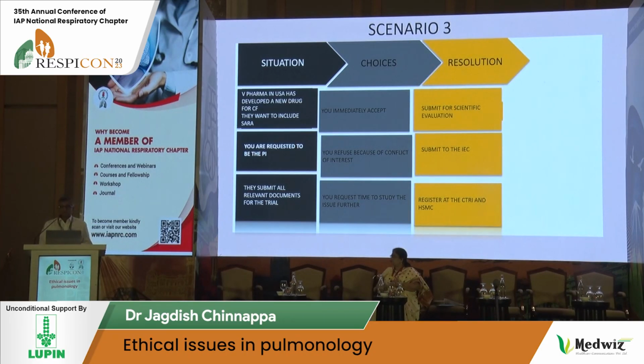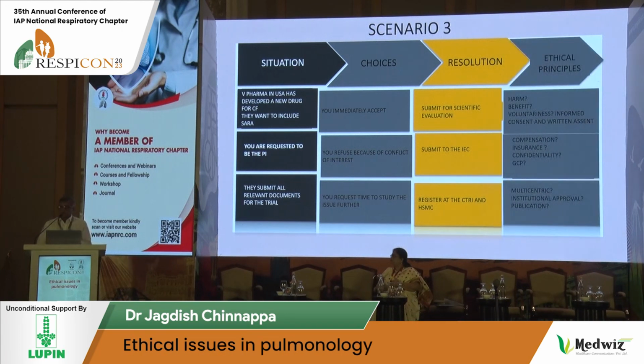When it comes to the ethics committee, there is, of course, you'll have to register this with the CTRI and HMSC if you want to do this trial. But the important thing is, you need to define, is there any harm? Is there any benefit? You need to see voluntariness. Therefore, you need to look at informed consent and assent. You'll also have to consider whether there is going to be compensation for this trial, both in terms of insurance if there is a problem, and how you're going to maintain confidentiality and store the records.